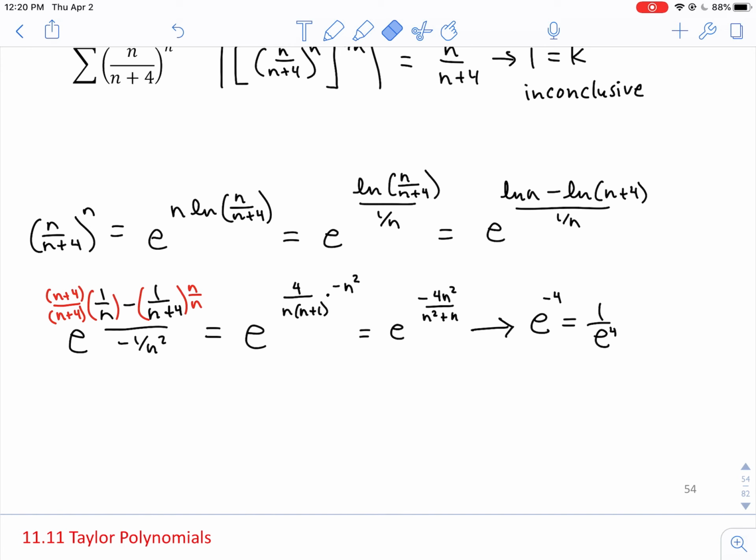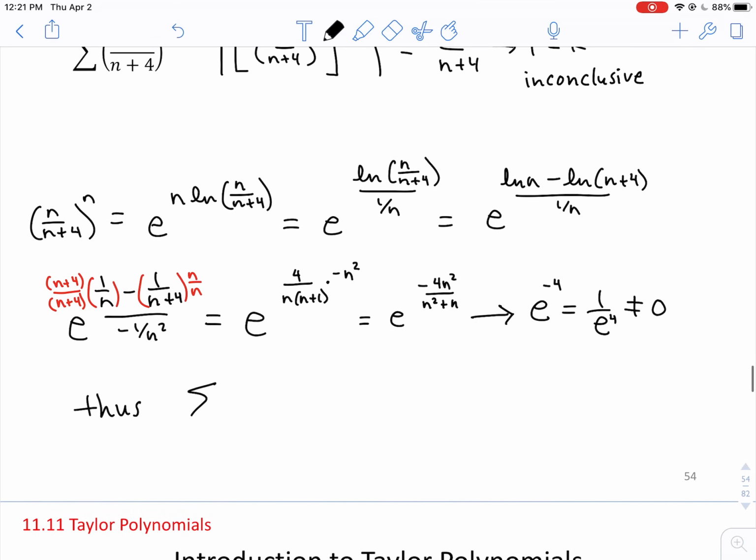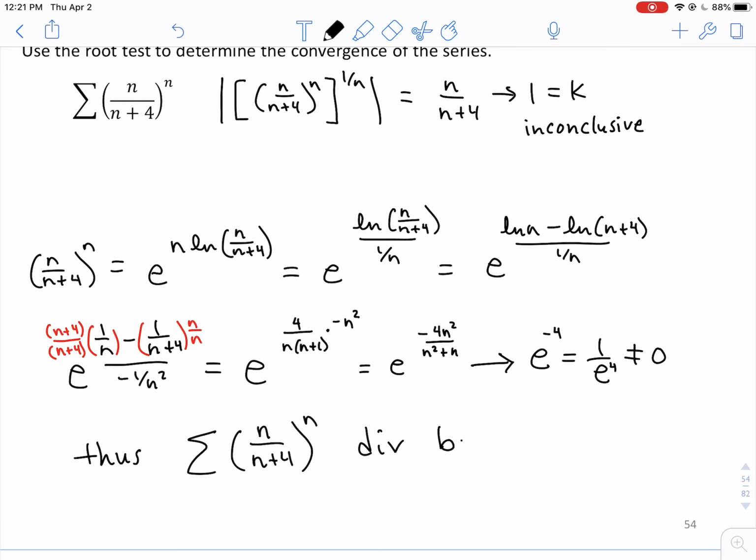So all this work was to show that this sequence, since it approached a 1 to the infinity, which is an indeterminate, I had to do all this work here to show that ultimately it approaches a 1 over e to the 4. But this is not 0. Therefore, when you add them all up forever, you're adding up something that's not 0 forever, which will add to infinity. Thus, the original series diverges by the divergence test. It just took a lot of work to show that this did not approach 0.